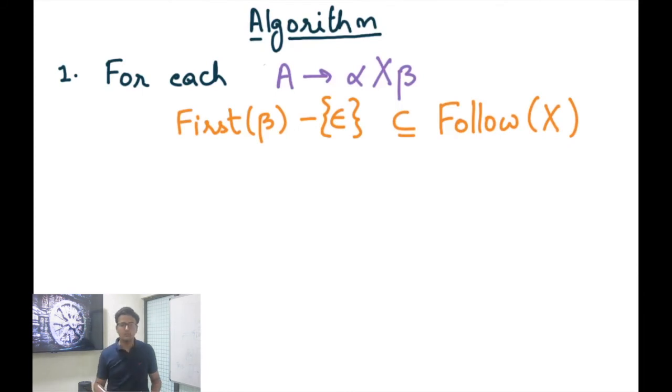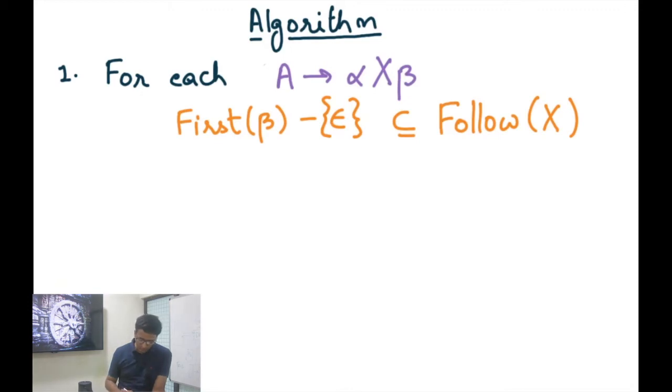Here is the algorithm. Once again, just like we did for the first set, we are going to define a set of rules, and we are going to keep applying these rules until all these rules are satisfied. So when I say keep applying the rules, we are going to keep increasing the size of the follow sets until all these rules become satisfied. And when all these rules are satisfied, we have reached our solution, and that's the solution of the follow sets for all the non-terminals.